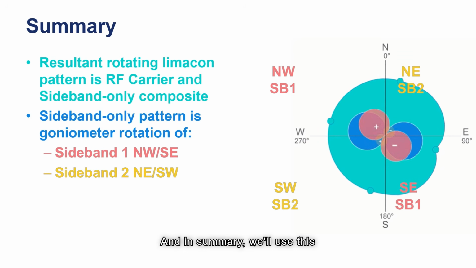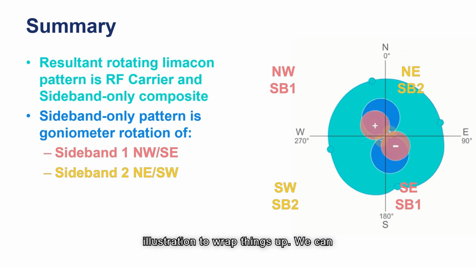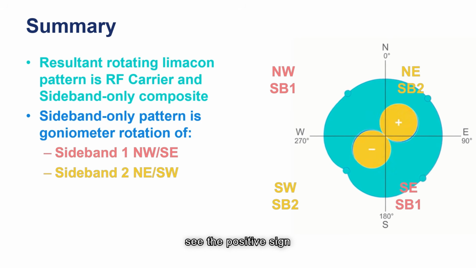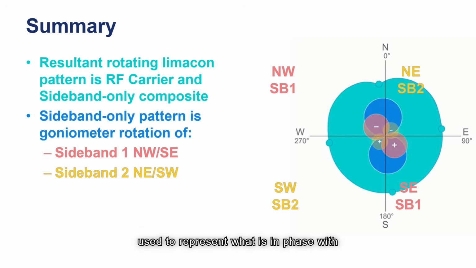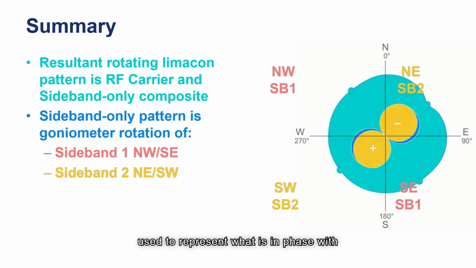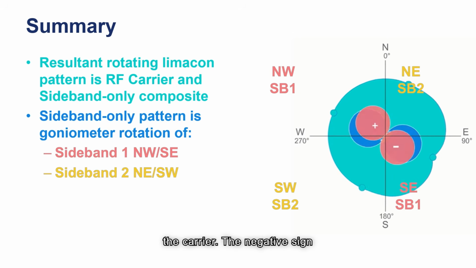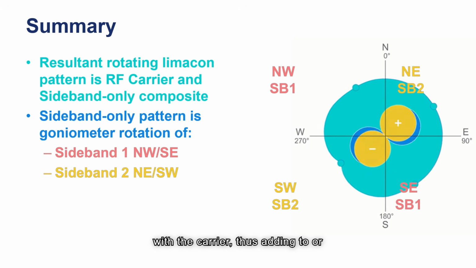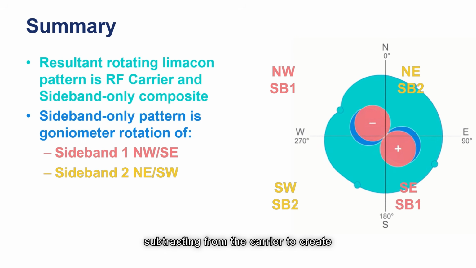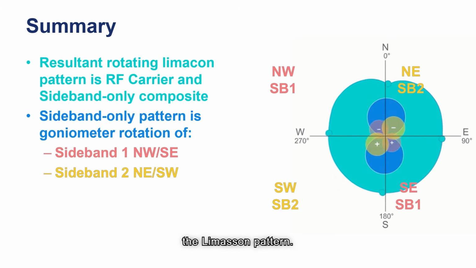And in summary, we'll use this illustration to wrap things up. We can see the positive sign sideband energy is used to represent what is in phase with the carrier. The negative sign sideband energy is what is out of phase with the carrier, thus adding to or subtracting from the carrier to create the limaçon pattern.